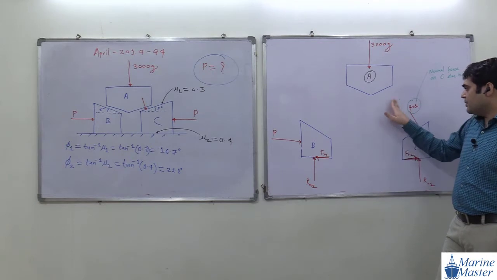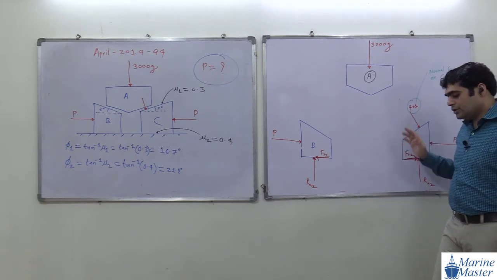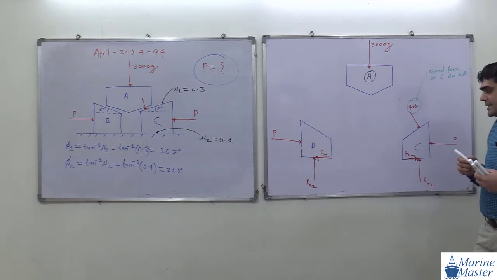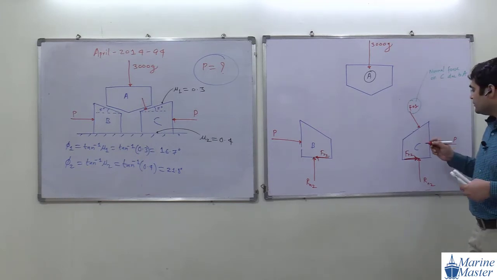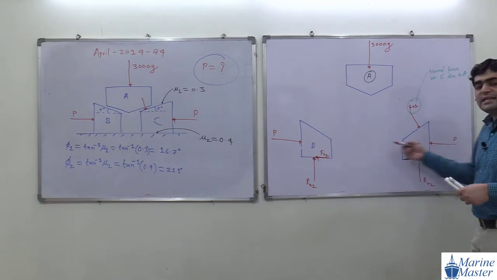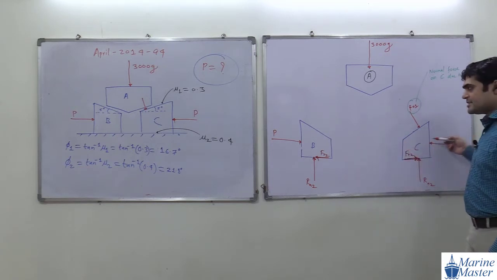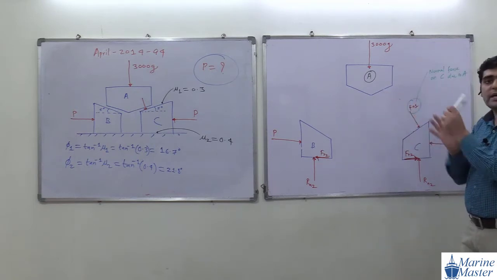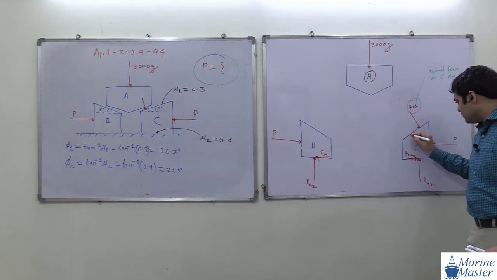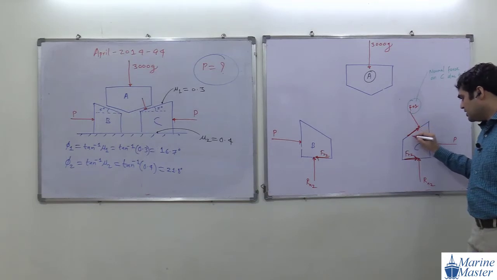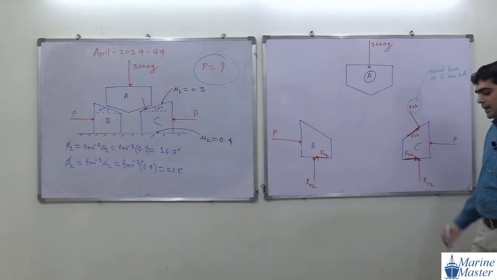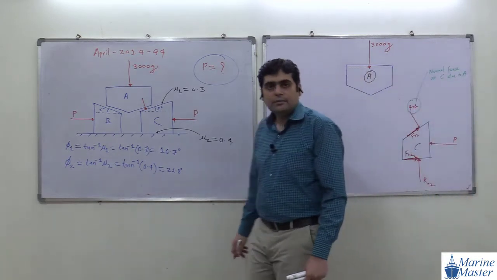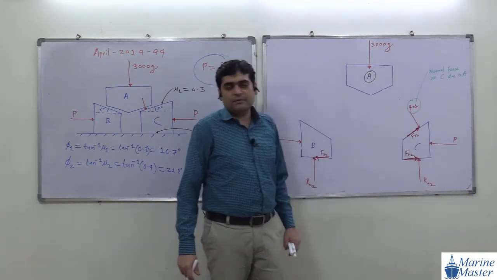Now the next scenario. Now this C tries to go this side. If C tries to go this side, on this side there is friction. On these two planes there will be friction. Friction force will be opposite to the motion. So this friction force we will call Fr1. Any doubt till Fr1?